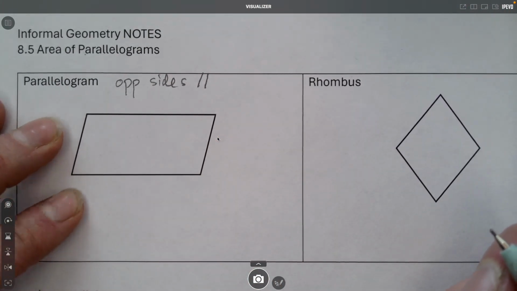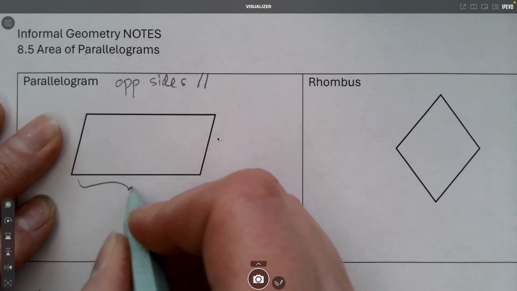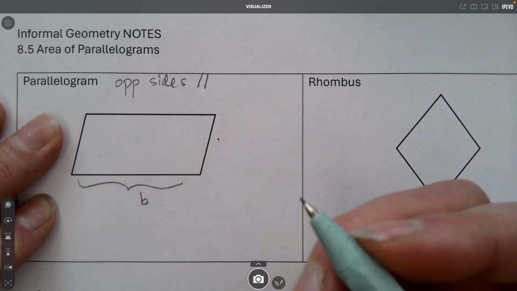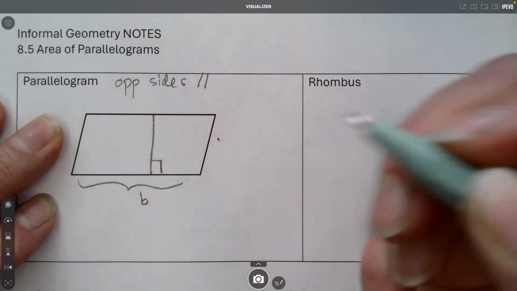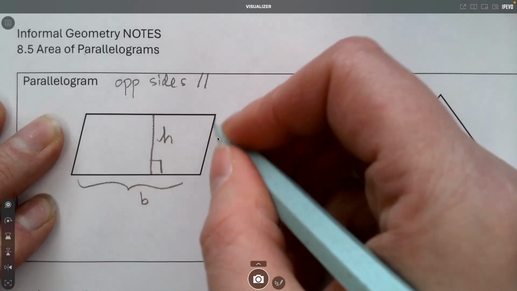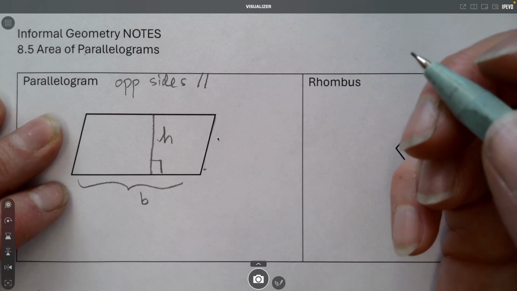In order to find the parallelogram area, we do need a base and a height. So we've got a base already, but our height needs to make a right angle with the base. So we need to have some kind of height there in the middle. This would not be a height. It's not going to make a right angle, not necessarily for a parallelogram. It could, but it doesn't have to.